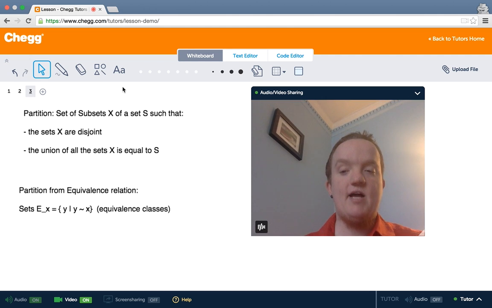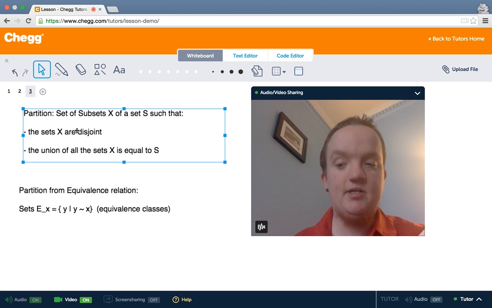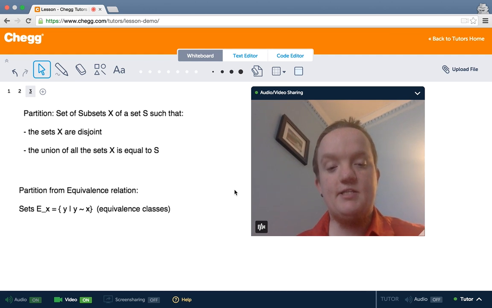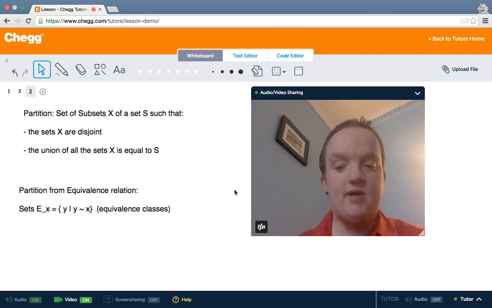Now, a partition of a set is simply a set of subsets such that the sets are disjoint and the union of all the sets is equal to the whole set X. So a partition of the integers could be the set of even integers and the set of odd integers. No integer is both even and odd, and if you take both even and odd integers, you get all integers. It could also be the equivalence classes modulo a certain number. So the set 0, 3, 6, etc., and then 1, 4, 7, etc., and then 2, 5, 8, etc.